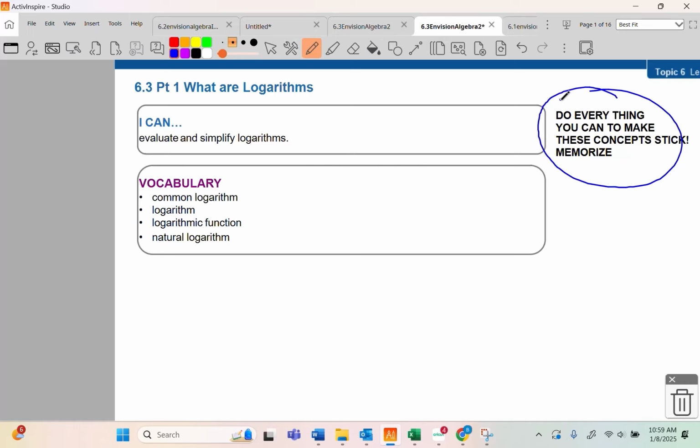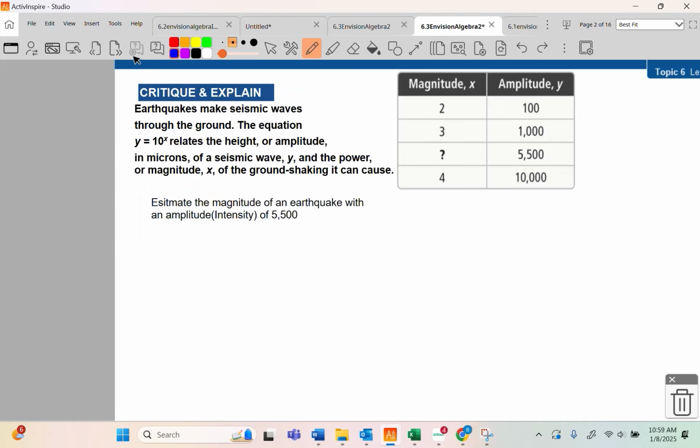But this is huge. Logarithms are huge, and logarithms, quite honestly, are difficult for a lot of kids. So here's the idea behind logarithms. We have a table here that's talking about seismic waves and the magnitude of the earthquake. And they tell you that this is the equation, y equals 10 to the x. So if we have a 2 here, this is obviously 10 squared, right? 3 is 10 cubed, and that's what this is, 10 to some power. 4 is 10 to the fourth.